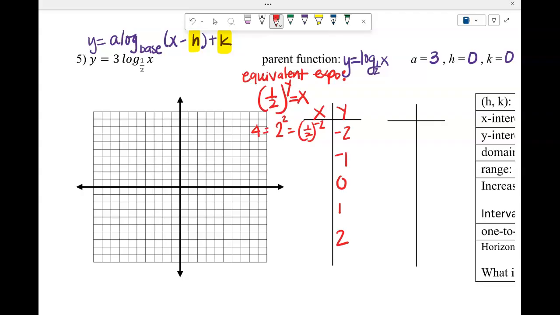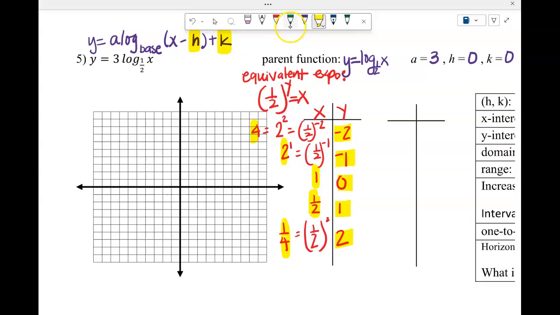And same thing, guys, 1/2 to the negative 1 is your base to a negative 1. It becomes 2 to the first, which is 2. 1/2 to the 0 is 1. 1/2 to the first power is a half, and 1/2 squared is now a 4th. Okay. So here are your 5 parent x values, and then these are your 5 y values.